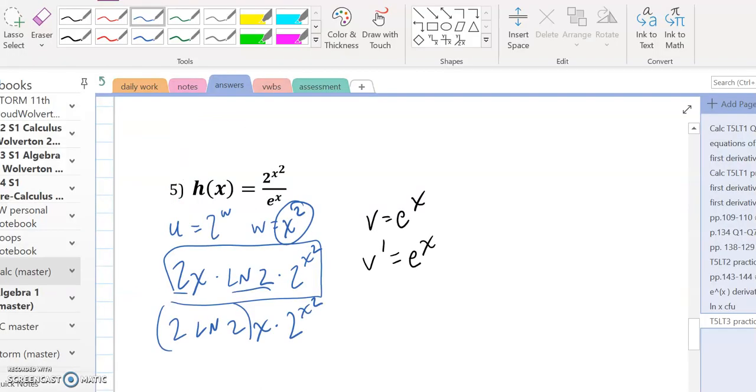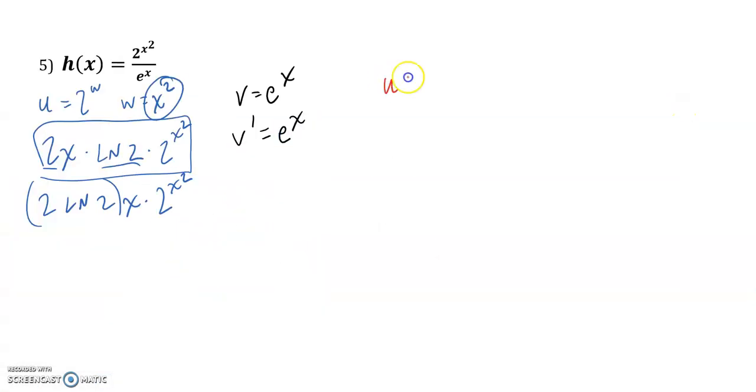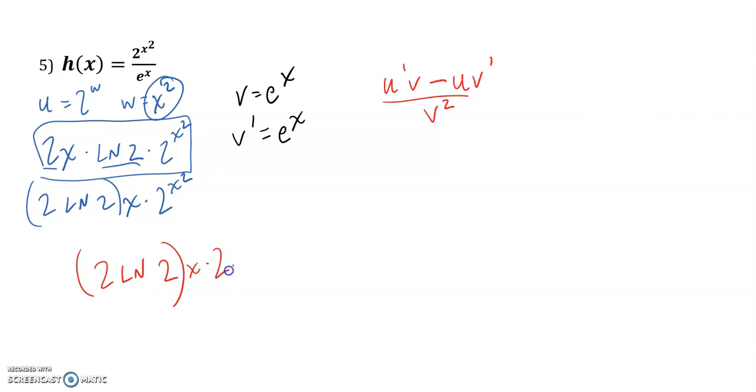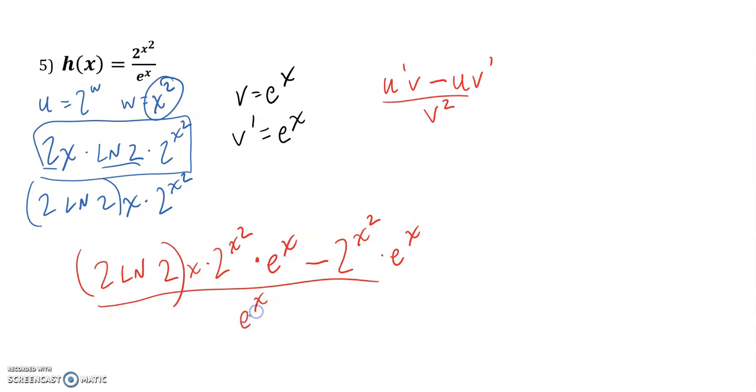All right, now, quotient rule. U prime v minus u v prime all over the bottom function squared. So u prime is 2 natural log 2 times x times 2 to the x squared. Ooh, that's a nice one. Times v, e to the x, minus 2 to the x squared, original function, times v prime, e to the x, all over e to the x squared. If you're there, that's great.